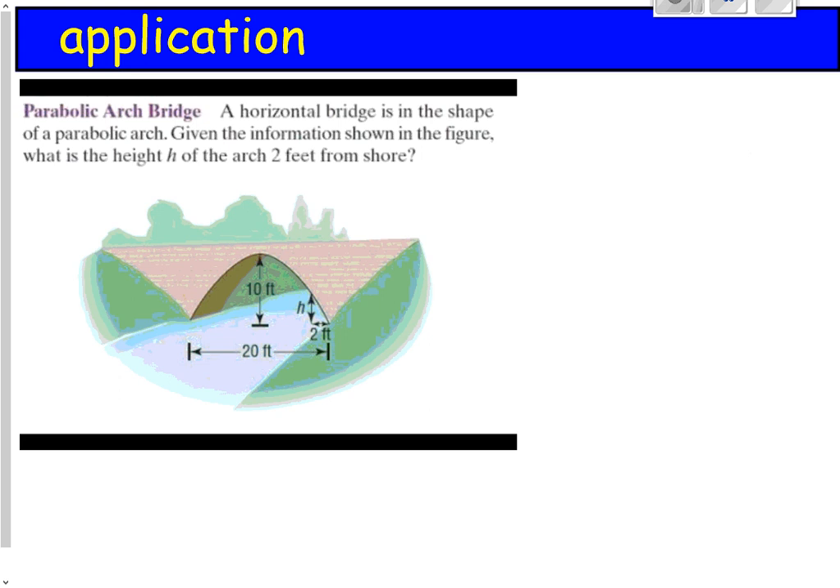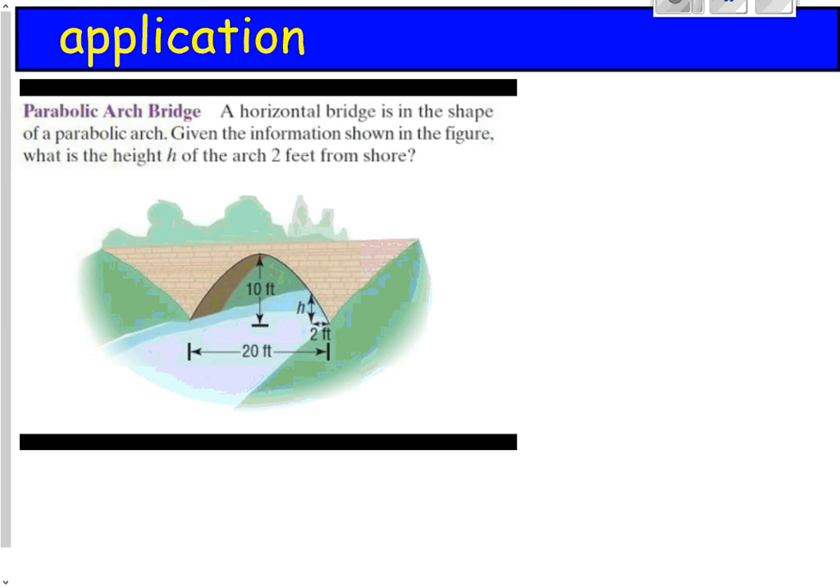Okay, so how about something like this? So we have a parabolic arch bridge. A horizontal bridge is in the shape of a parabolic arch. Given the information shown in the figure, what is the height, h, of the arch 2 feet from the shore?